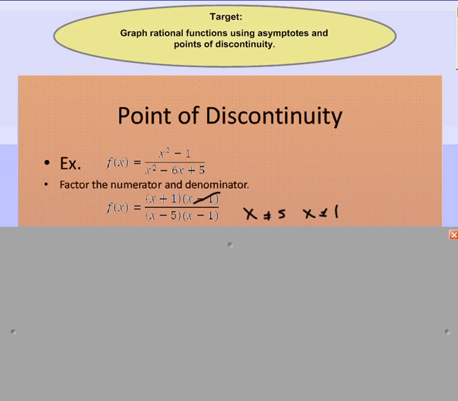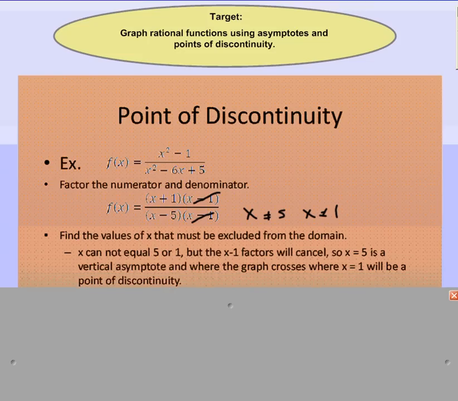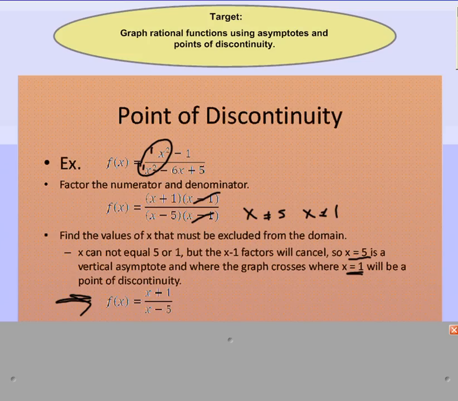But what you should notice is the x minus 1's cancel out. When that happens, the x equals 5 is still a vertical asymptote. But the x minus 1's that cancel it out, where x is 1, it is called a point of discontinuity. It is a point where the graph jumps, basically. We are going to use this to graph our expression. And notice, even if we left it here with the coefficients of 1, or we come down here with the coefficients of 1, both of them are telling us that we have a horizontal asymptote at 1.